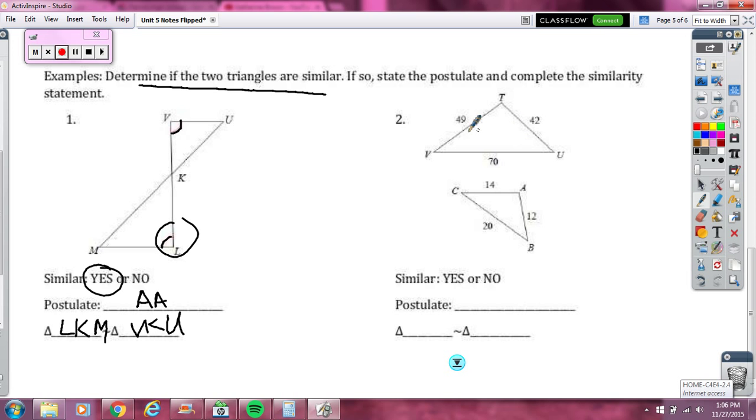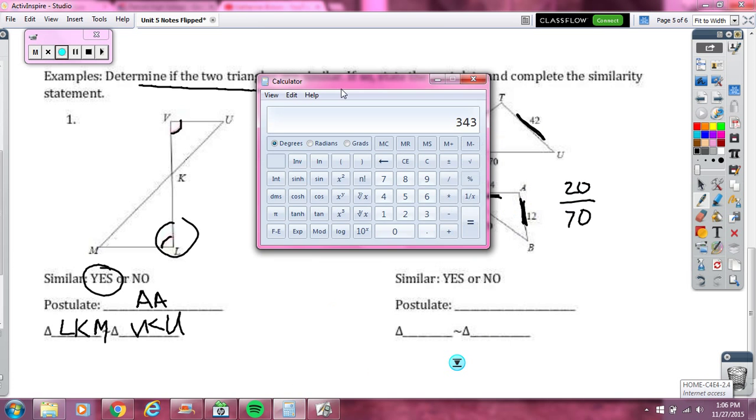Next one. I think, just by looking at it, that it might be side, side, side, because I've got numbers for the sides of all those triangles. But I need to check that they're actually proportional to be sure. So 12 is the shortest side on the little triangle, and 42 is the shortest side on the other triangle. I need to make sure that that's going to be the same as, let's see, 14 would go with the medium side over here, 49, and then 20 would go with 70.